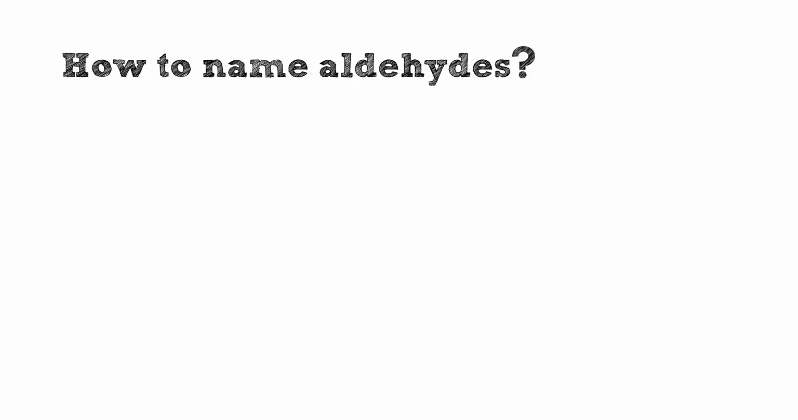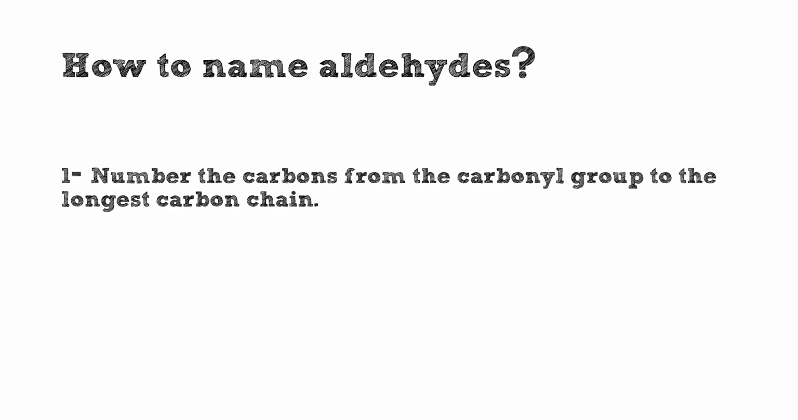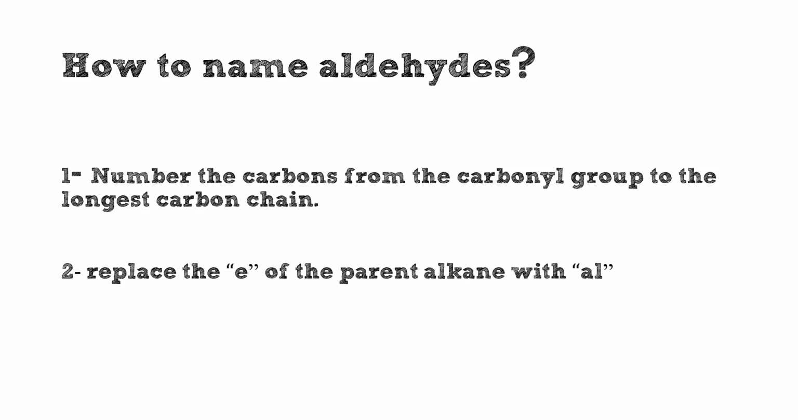Let's see how we can name carbonyl compounds. For aldehydes, first we number the carbons of the longest carbon chain starting from the carbonyl group. Second, we replace the E in the parent alkane with AL.